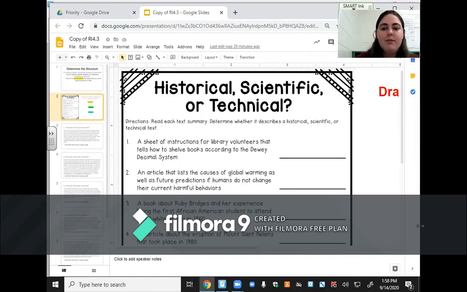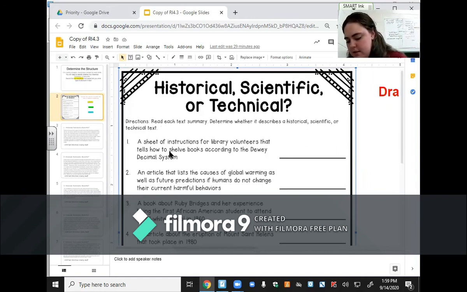All right, now that everyone's made their guess, let's look at it. So it's instructions. Do you remember from our chart? What did we use instructions for? What did we talk about? It says the words how to right there. So how to. What did we talk about for how to? So think about those 2 things. And then your answer should be technical. So number 1 is a technical text.